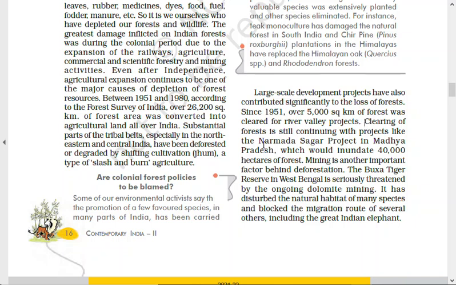So it says the clearing of forests is still continuing with projects like the Narmada Sagar project in Madhya Pradesh, which would inundate 40,000 hectares of forest. Okay, 1 hectare means how many meters?